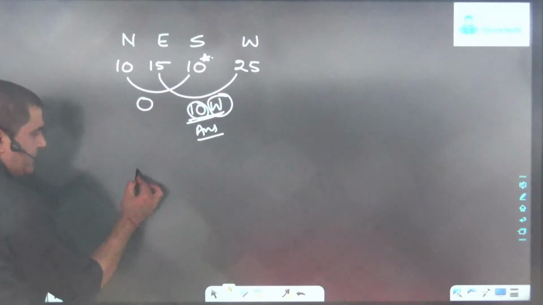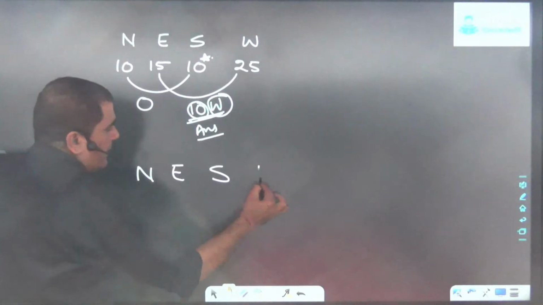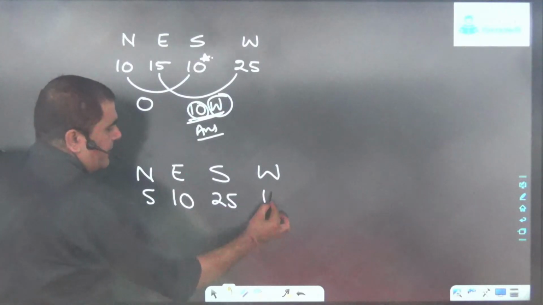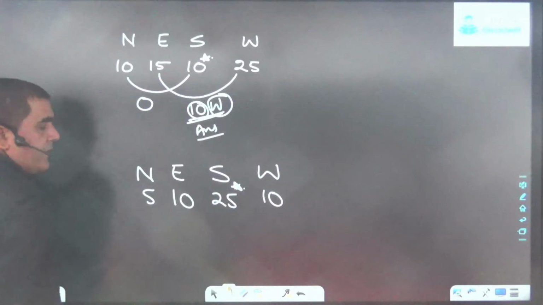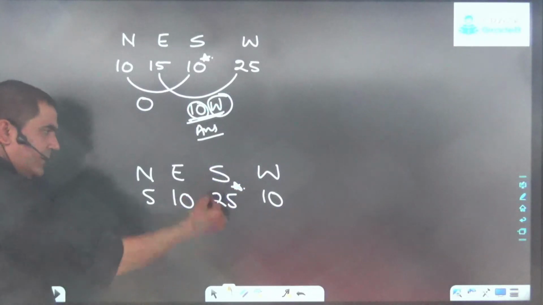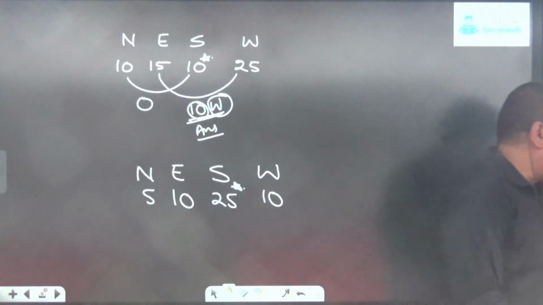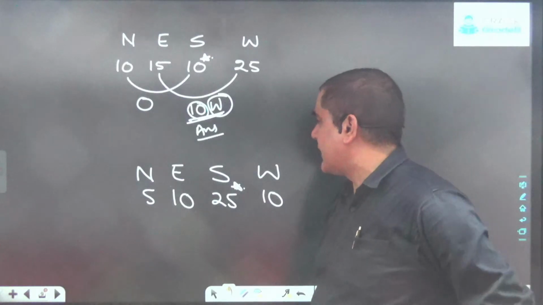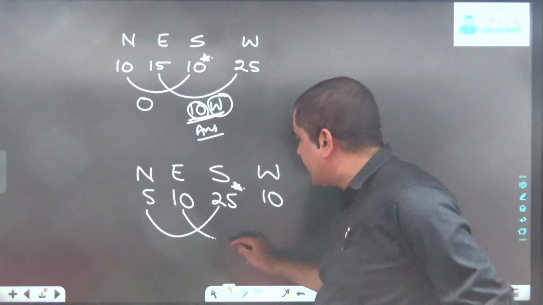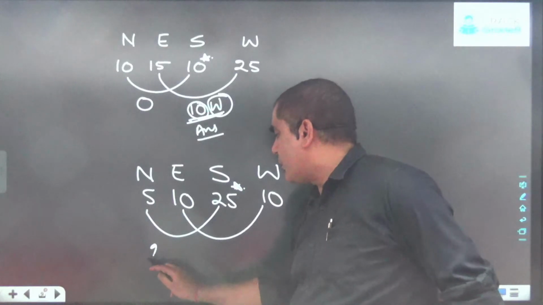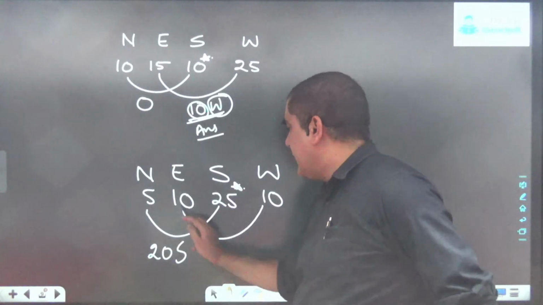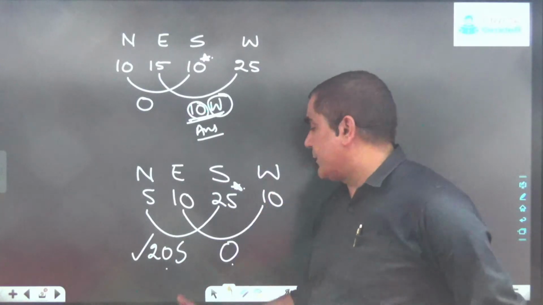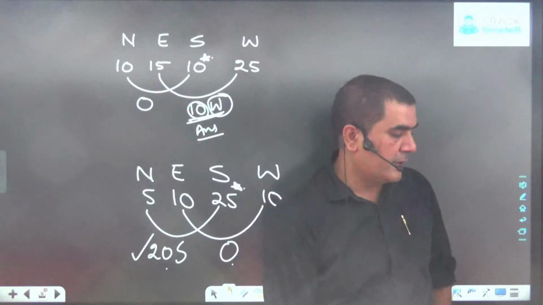Okay, let's take one more example. Suppose NESW. The moment I have written the numbers, this becomes 5, this becomes 10, this becomes 25, this becomes 10. Let's say the star is over here. Star means the person must be facing in the south direction. Now, if the examiner asks how far he is from the starting point, let's take the combination of these two. 25 minus 5 is 20. The bigger one is south. 10 minus 10 becomes 0. So if any of these two becomes 0, this is my final answer. Distance will be 20 and direction will be south. Clear?